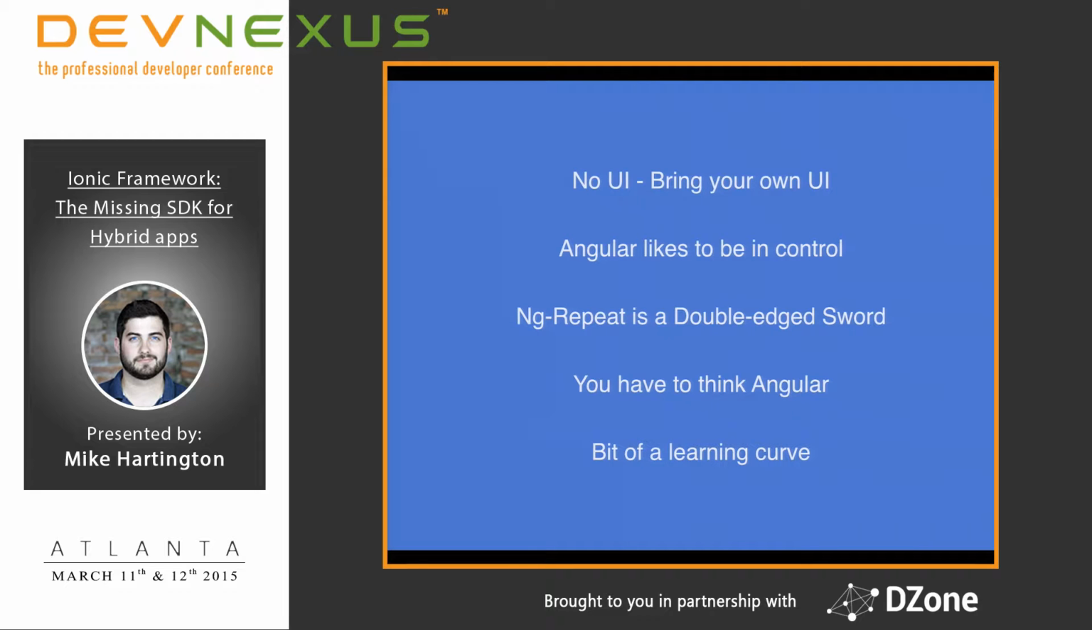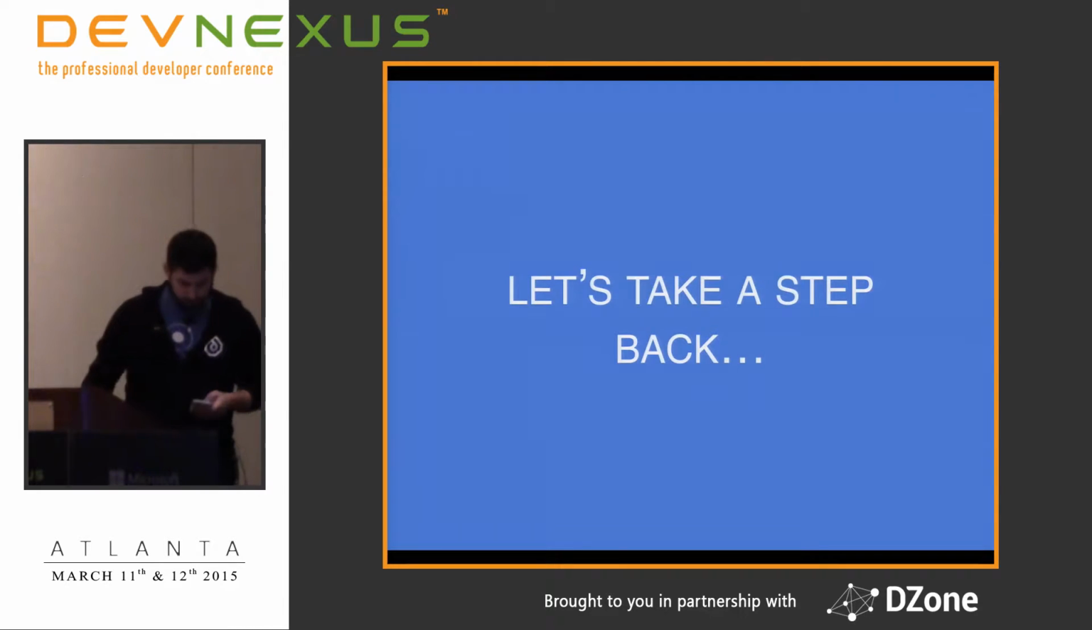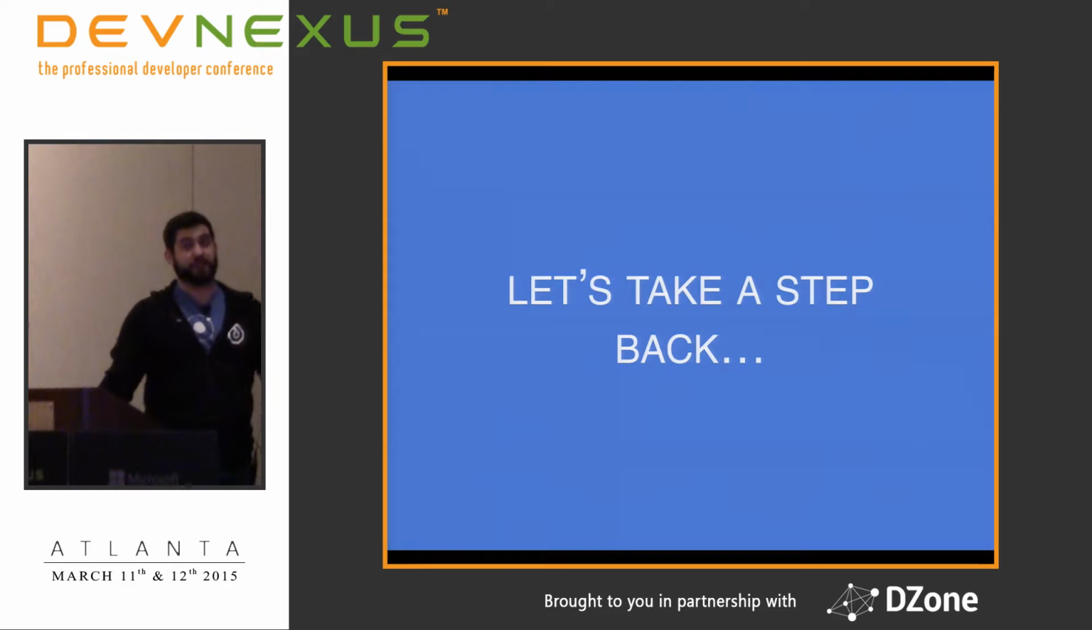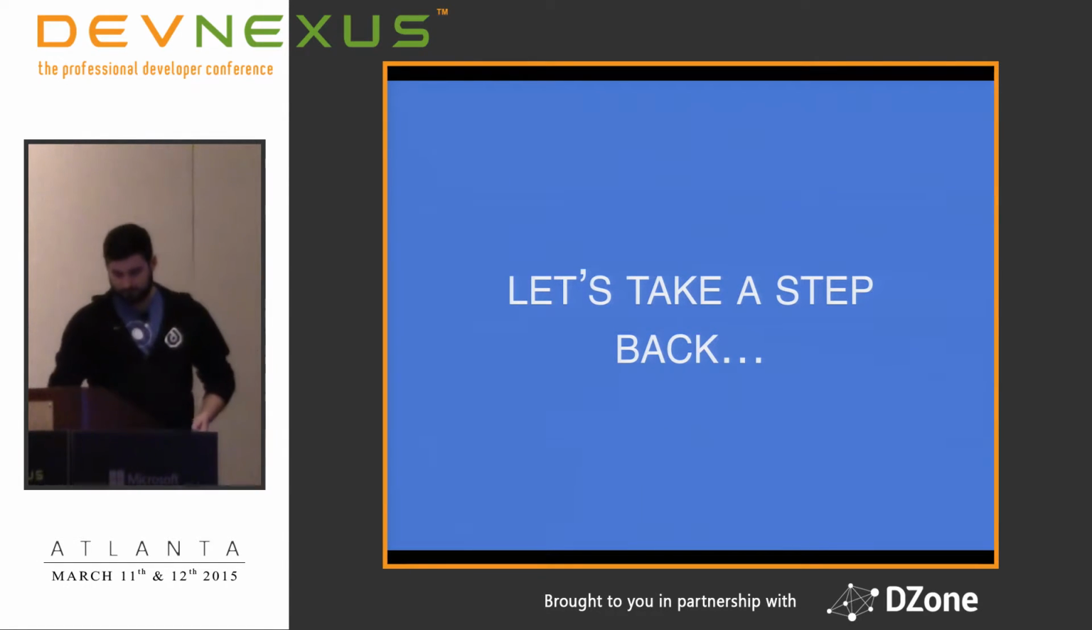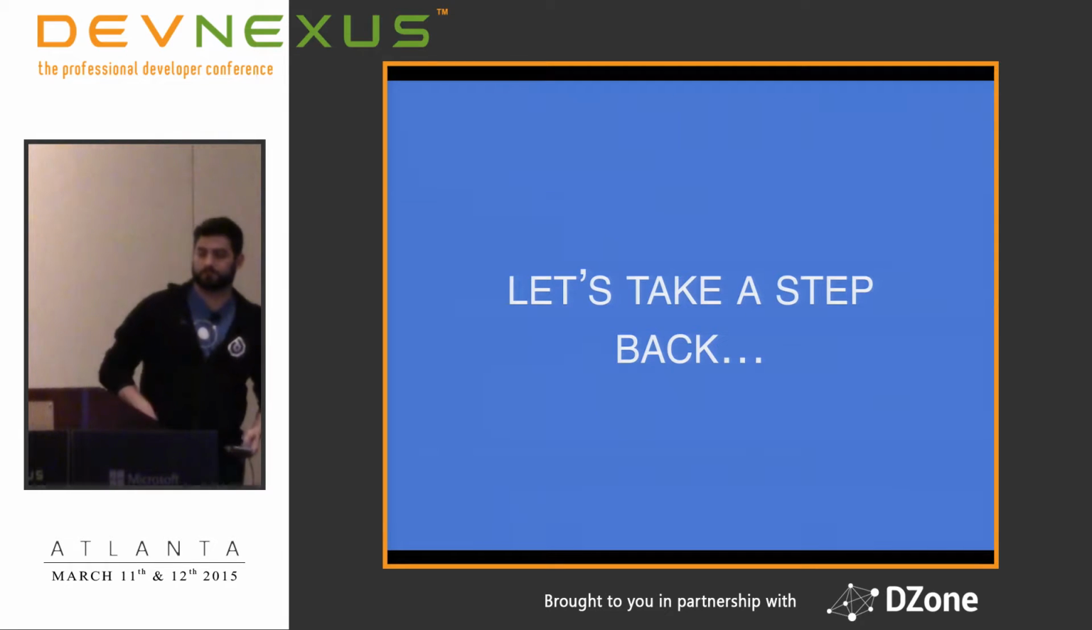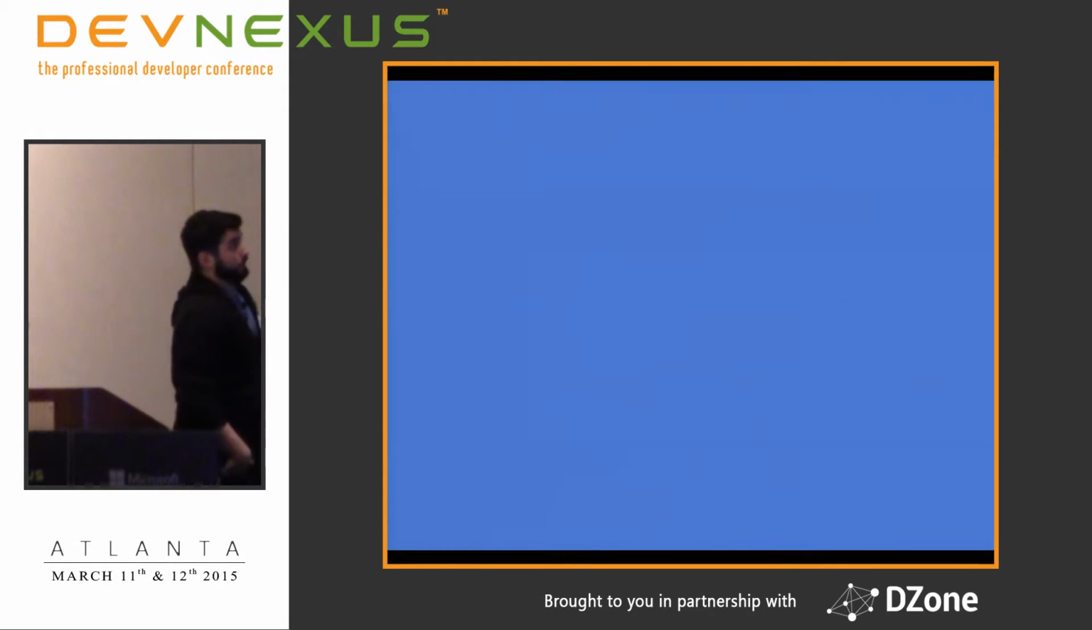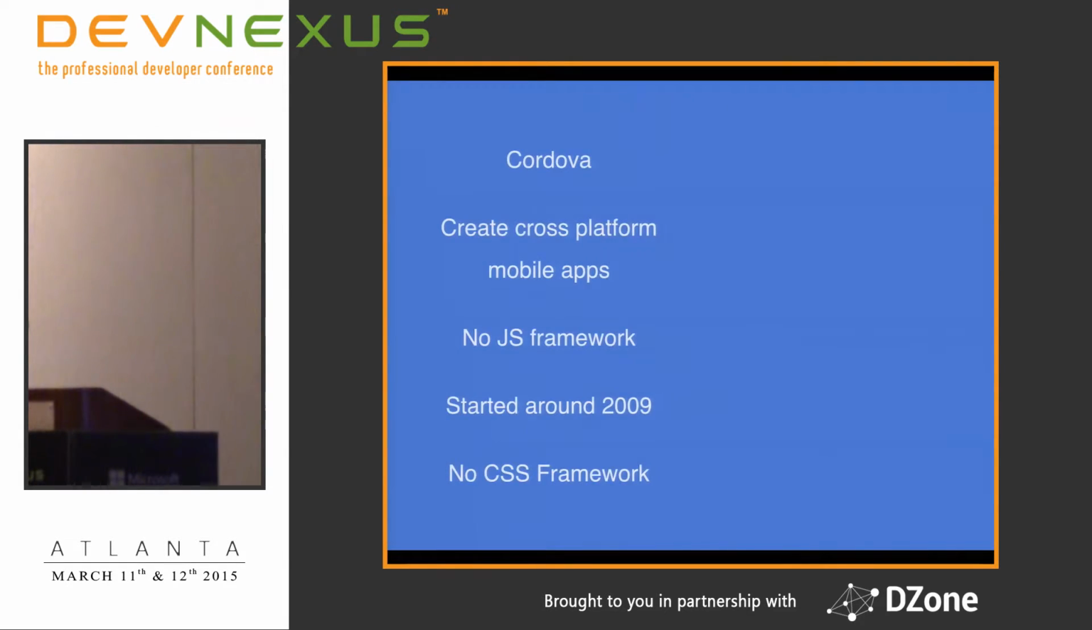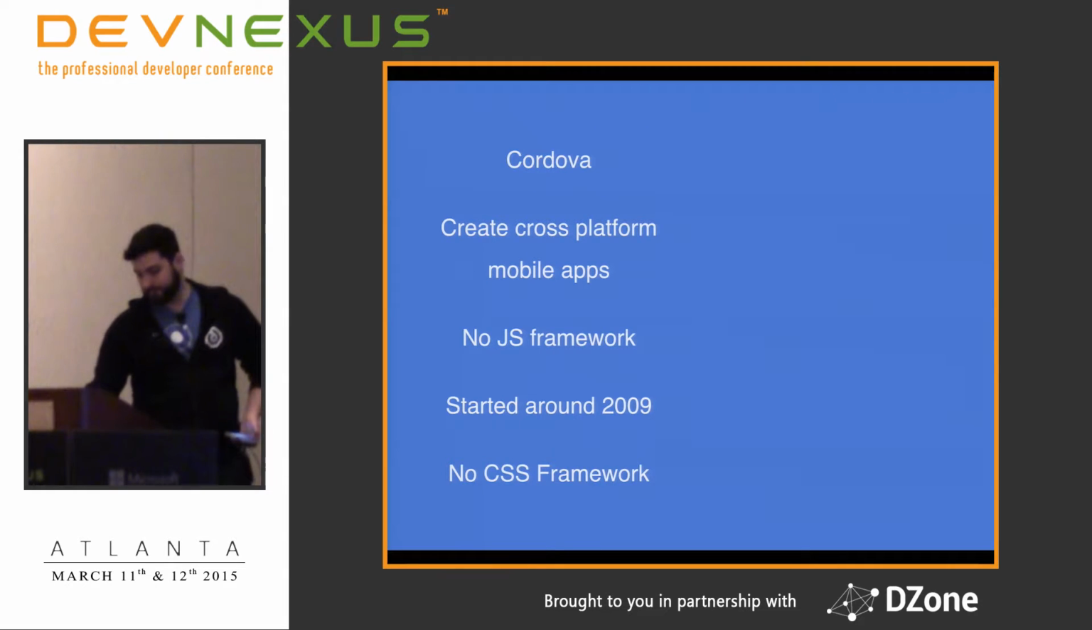So I've gone over the two parts. Let's take a quick step back and look at everything. We have Cordova. We can create cross-platform mobile apps. We don't have a JavaScript framework. It started around 2009, and there's no CSS framework with it.